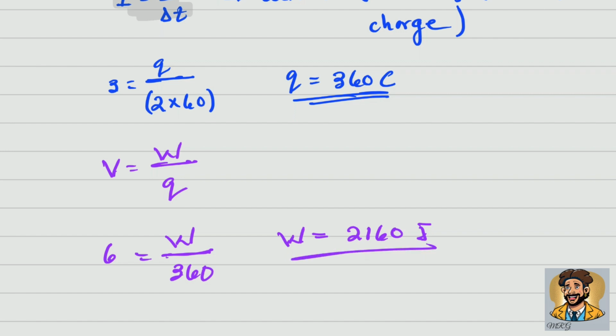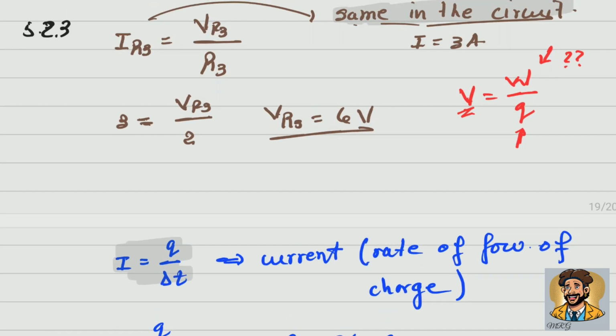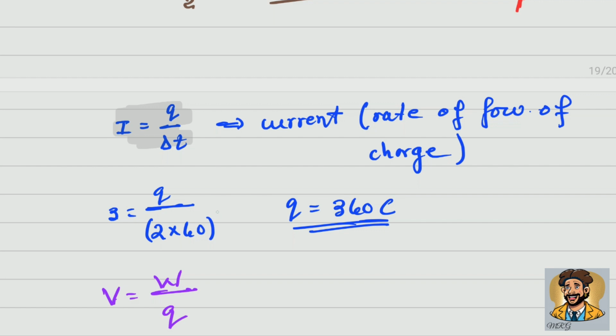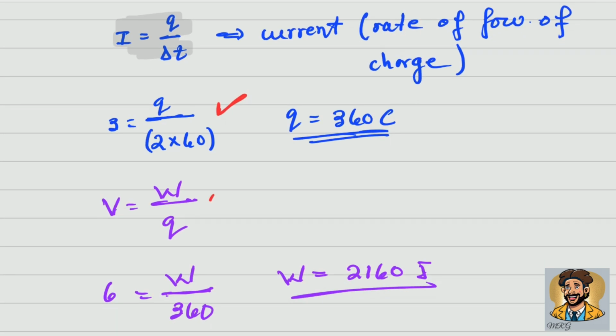Now, marking wise, this question has a lot of work, so they gave 1 mark for substituting in here. Okay, they gave 1 mark there. They gave 1 mark for the substitution to calculate charge. They gave 1 mark for the formula of potential difference, and they gave 1 mark for the substitution and 1 mark for the final answer. This is a total of 5 marks.